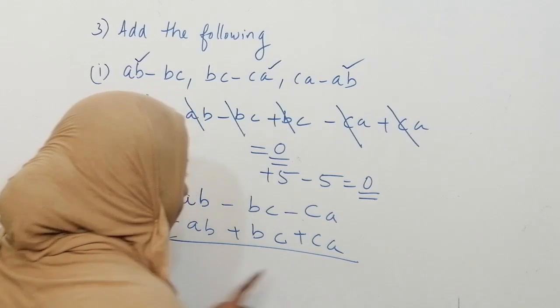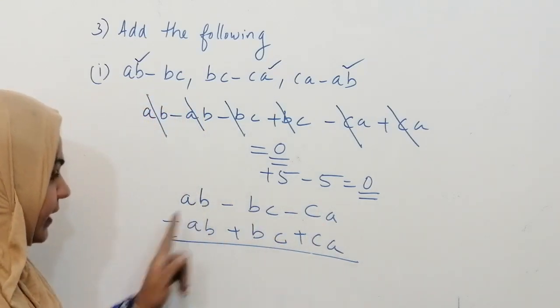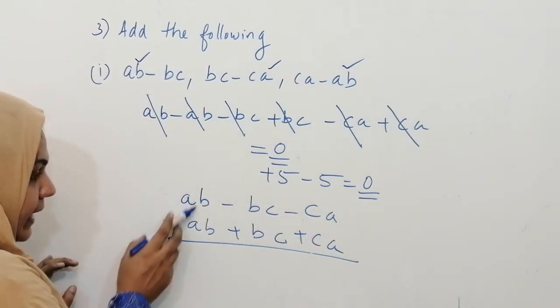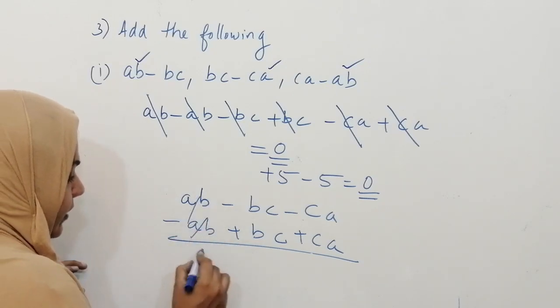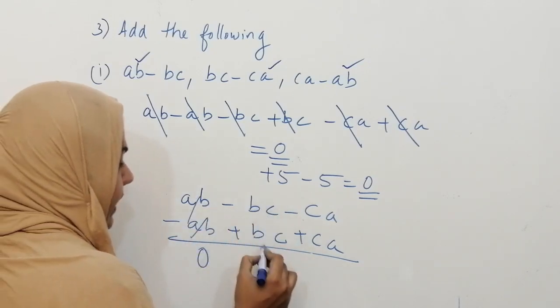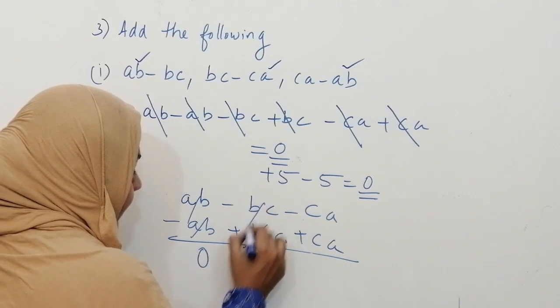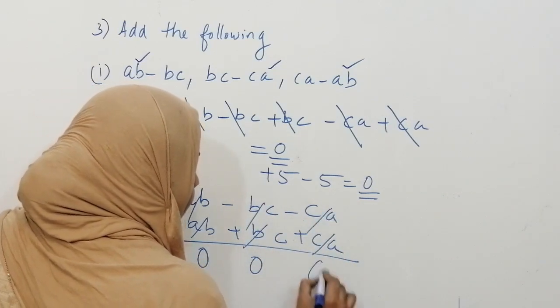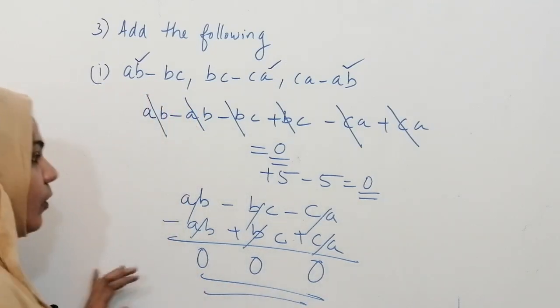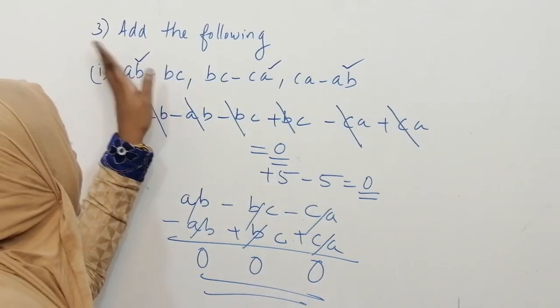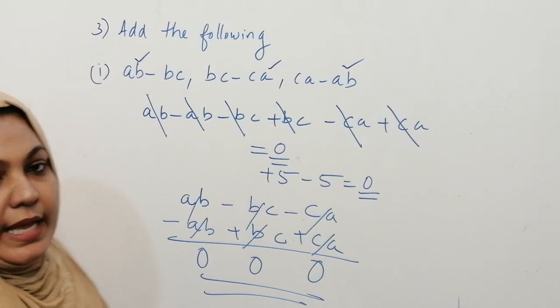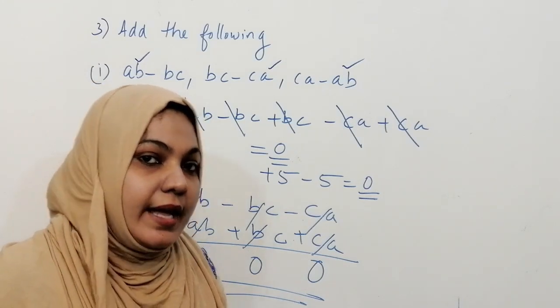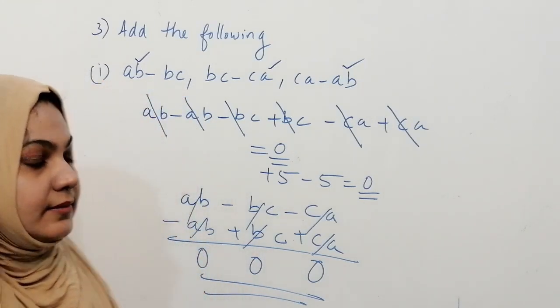So I combine all the like terms here. Here you can see. So you know that different sign, same variable. That means this is cancelled. So answer is 0. Here also same variable with a different sign. So this is cancelled. Answer is 0. Here also same variable but different sign. So the answer is 0. So I hope you understood first question of question number 3. So first you have to combine the like terms, then you can add or subtract.